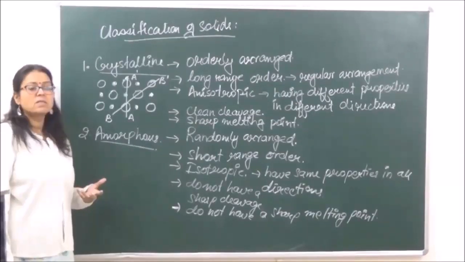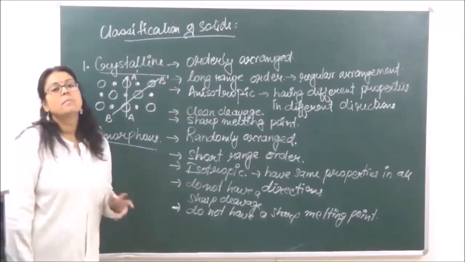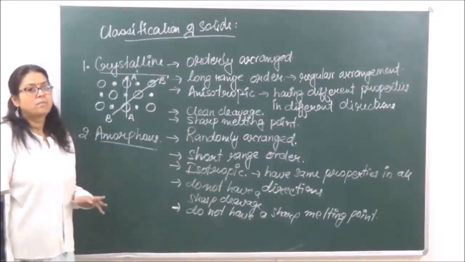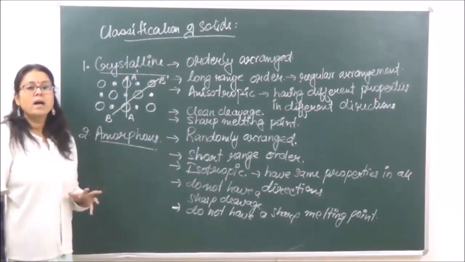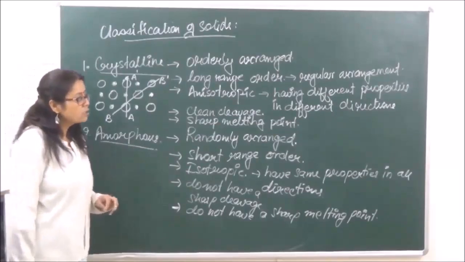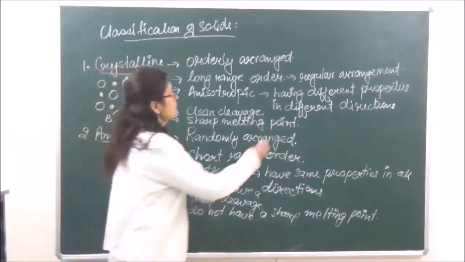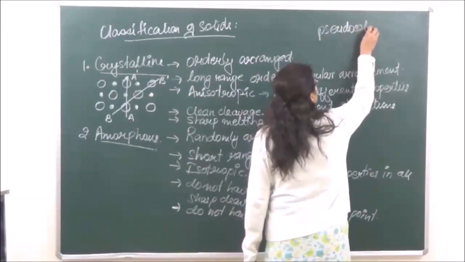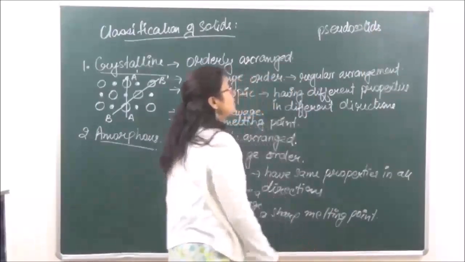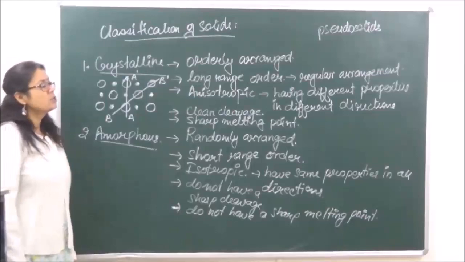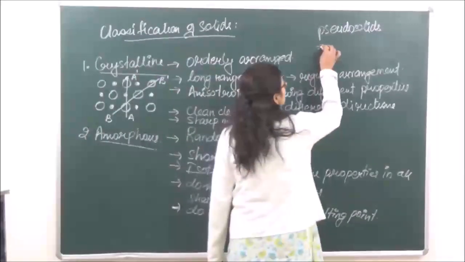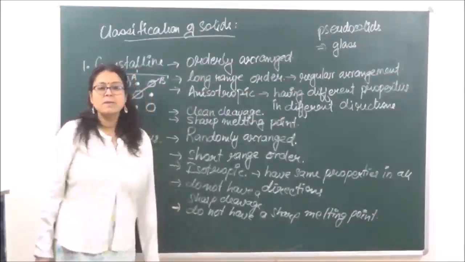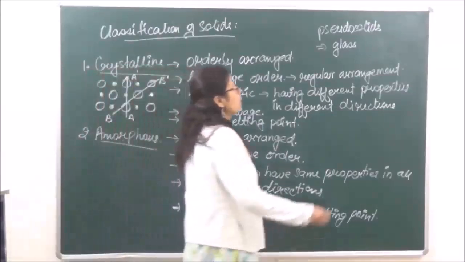And secondly, कुछ substances ऐसे होते हैं कि जो दिखते solids हैं but they are liquids. Such substances जो भी हमें दिखते solids हैं but basically they are not solids, they are known as pseudo solids. Pseudo solids means false solids. Okay, so they are known as pseudo solids. For example, glass. Glass basically is a supercooled liquid.